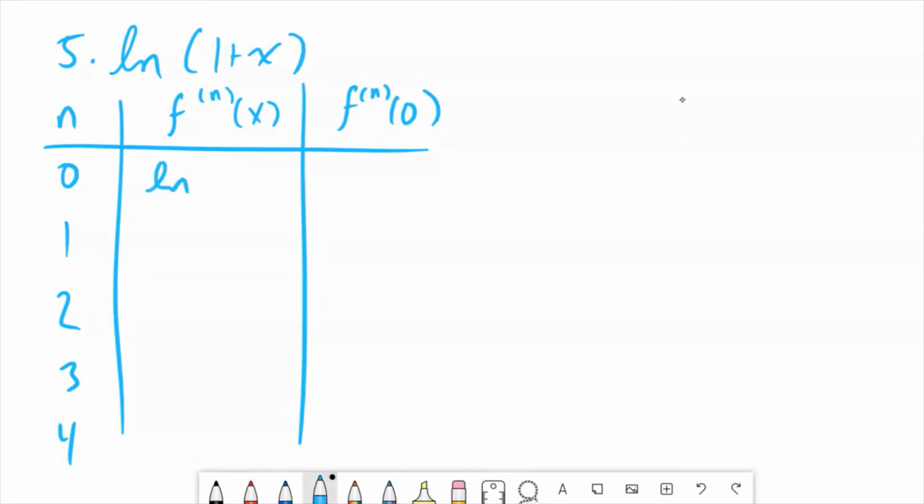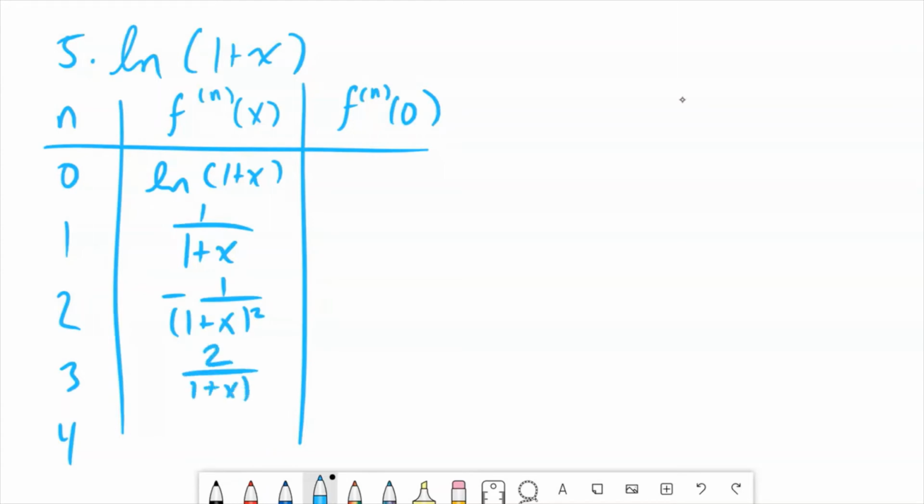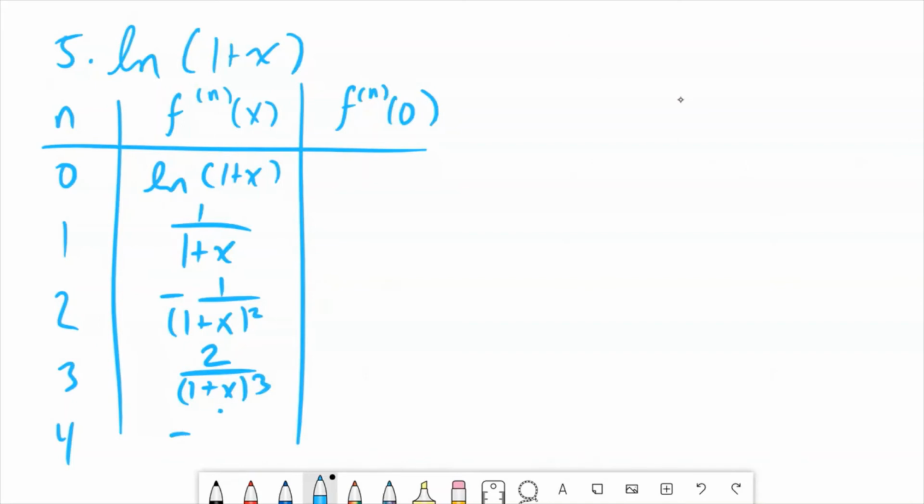The natural log of 1 plus x. The derivative is 1 divided by 1 plus x. The derivative of this is negative 1 divided by 1 plus x squared. And then we bring the power down, so it's 2 divided by 1 plus x cubed, and then we get negative 6 divided by 1 plus x to the 4th, and we evaluate it at 0. So natural log of 1 is 0. This one is 1, this one is negative 1. This is 2, and this is negative 6.